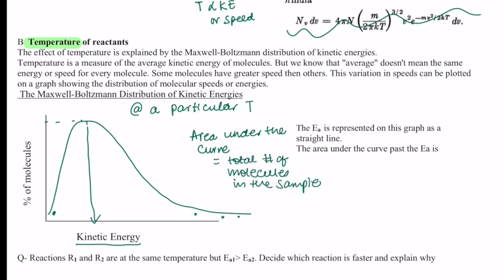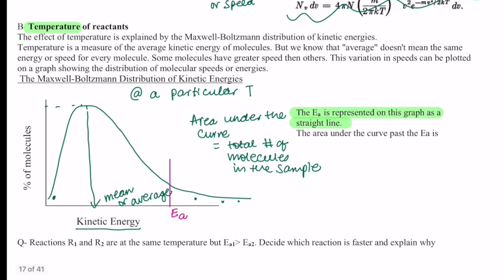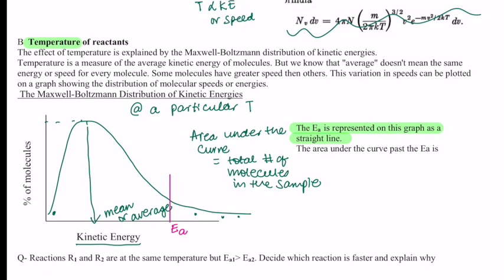On this graph, activation energy is represented as a straight line. So, all molecules under the green curve past the pink line have energy greater than activation energy. So, their collisions in the right orientation will produce products. Those that are to the left of the activation energy may collide in the right orientation, but will still not form products.